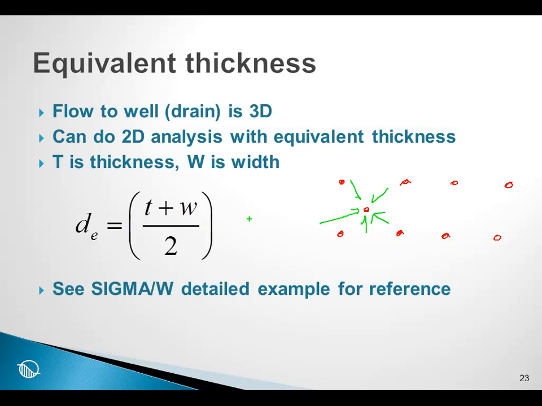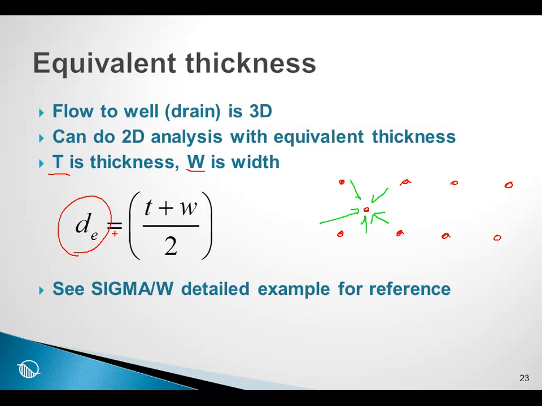There has been considerable research done, and there are several research articles on this, and the conclusion is that for a 2D analysis we can use what is known as an equivalent thickness for the drain. We have T, the thickness of the drain, and W is the width of the drain. A simple arithmetic average of T and W gives us an equivalent thickness. This seems to be adequate for modeling these drains in a two-dimensional case.